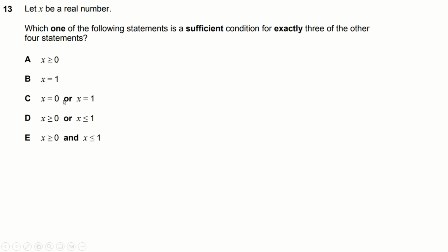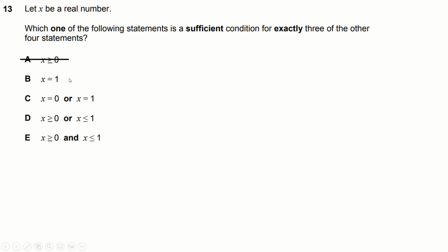It's also not sufficient for this, for the same reason, because this is just saying x is any value that's positive or 0. It is sufficient to conclude D, because we're in this case. But it's not sufficient to conclude E. So it's only sufficient to conclude 1, so we'll cross that out. It doesn't make sufficiency for 3 of them.